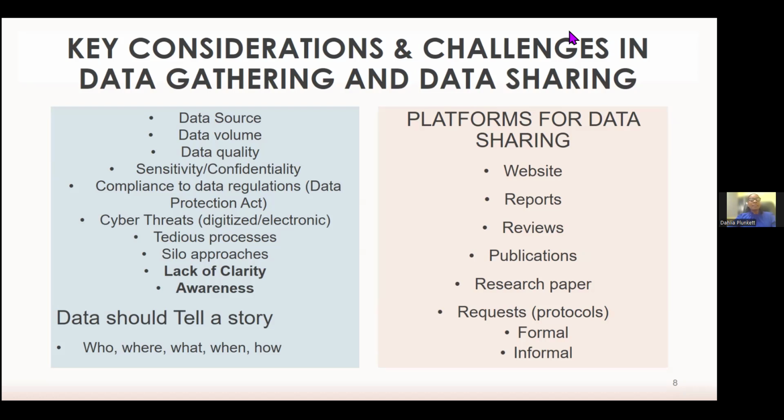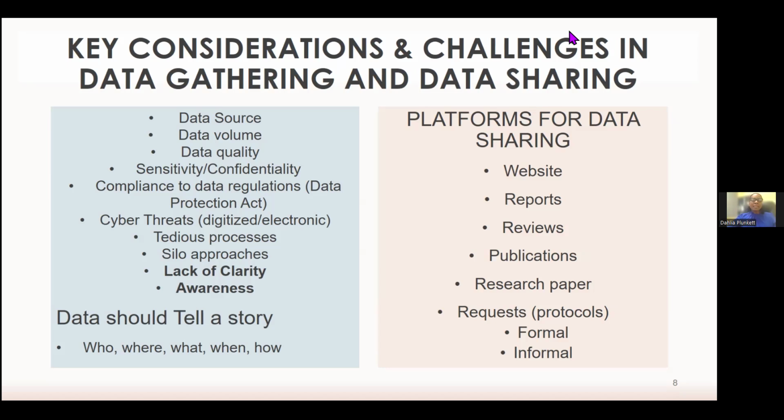There are also some other challenges, especially in relation to data sharing. Tedious processes, and this is something we hear a lot. Siloed approaches, and so there is not that willingness to share the data when it is being requested. There's also the lack of clarity, because sometimes persons or agencies are not clear on what they require. And that's very important, because if you are not clear about that, then you won't necessarily get what you need.